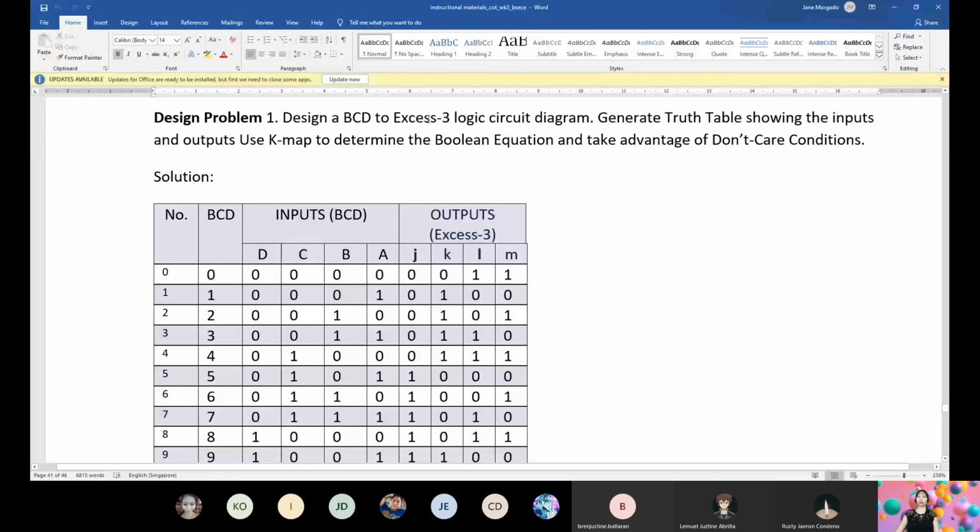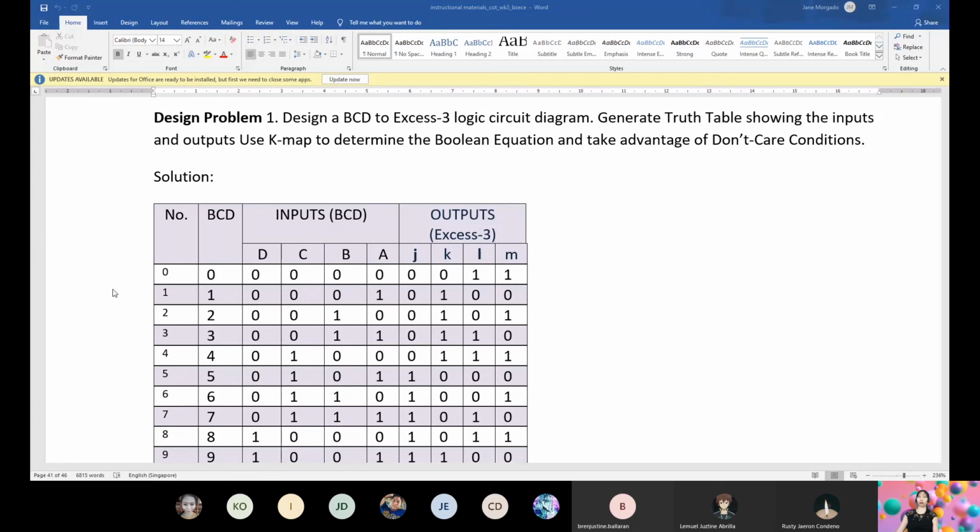Design a BCD to XS3 logic circuit diagram. So again, what do you mean by BCD, class? Ano ibig sabihin ng BCD? Binary coded decimal, ma'am. So what does it mean, binary coded decimal? Each number in decimal is to be represented by how many bits in binary? 4. Okay, 4 bits in binary.